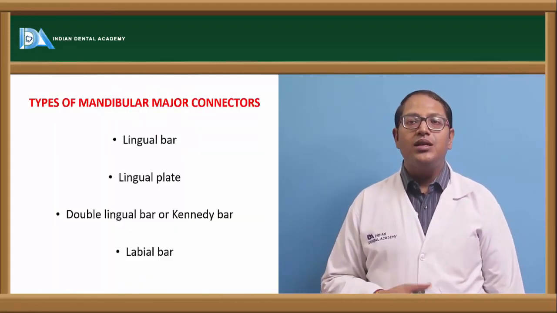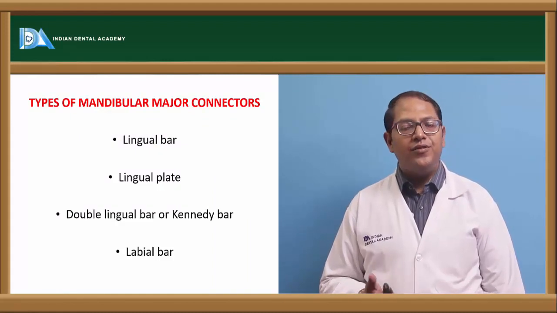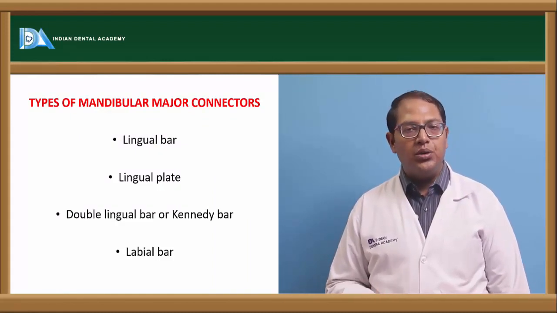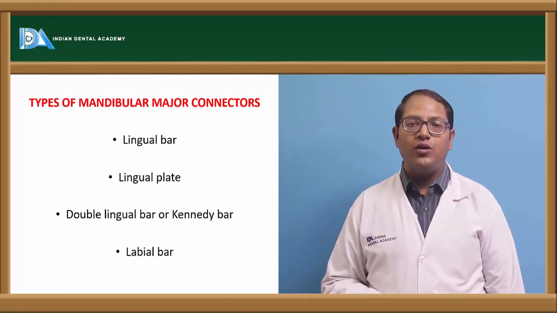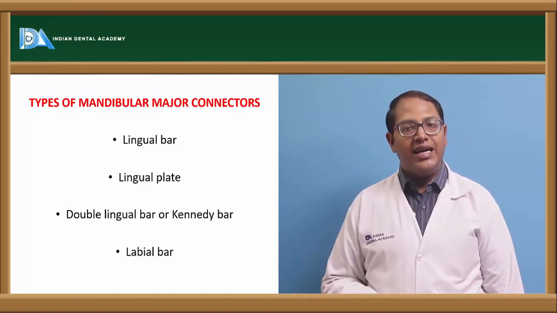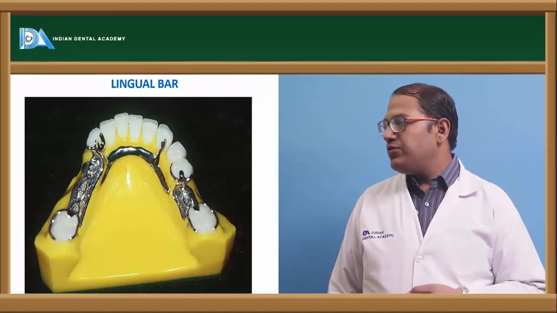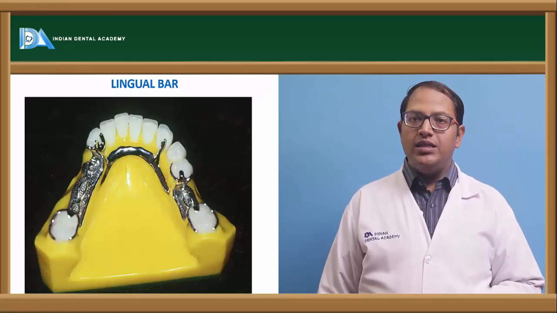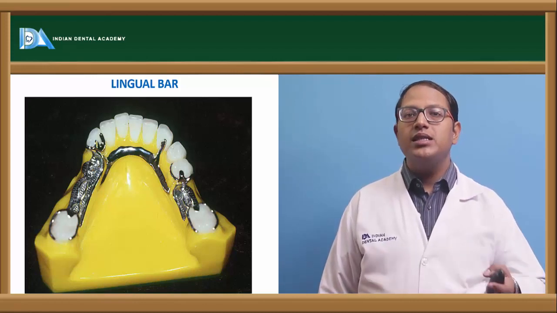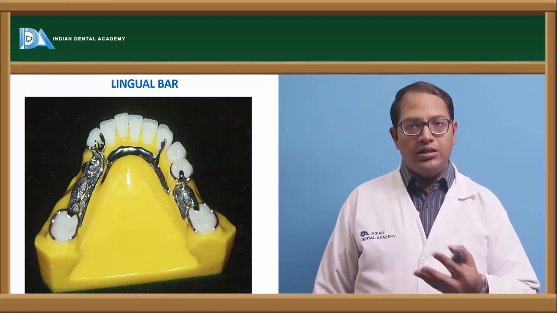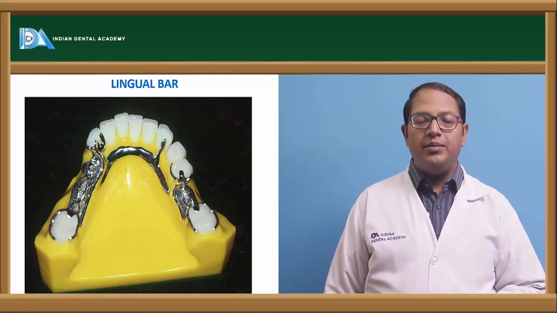Let's come to the mandibular major connectors. The different mandibular major connectors are lingual bar, lingual plate, double lingual bar or Kennedy's bar, as it is most commonly known, and also a labial bar. So the first one will be the lingual bar. Lingual bar, as we can understand by its name, is a bar which runs in the lingual area of the mandibular teeth.